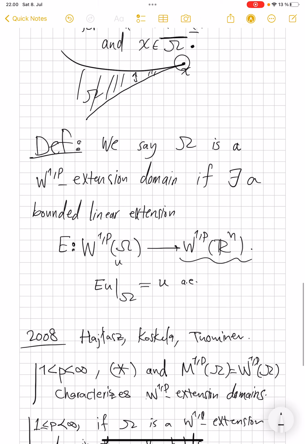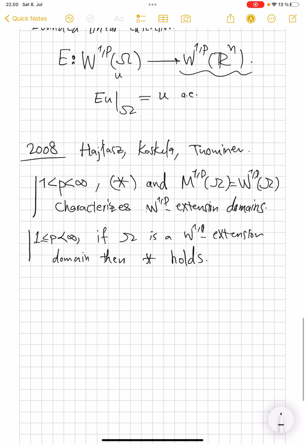Okay, so let's unpack this result. First of all, if you are an extension domain, then you do have the density condition. So sharp cusps will not be extension domains. So there will always be Sobolev functions here that are not restrictions of a Sobolev function defined on all of the space.